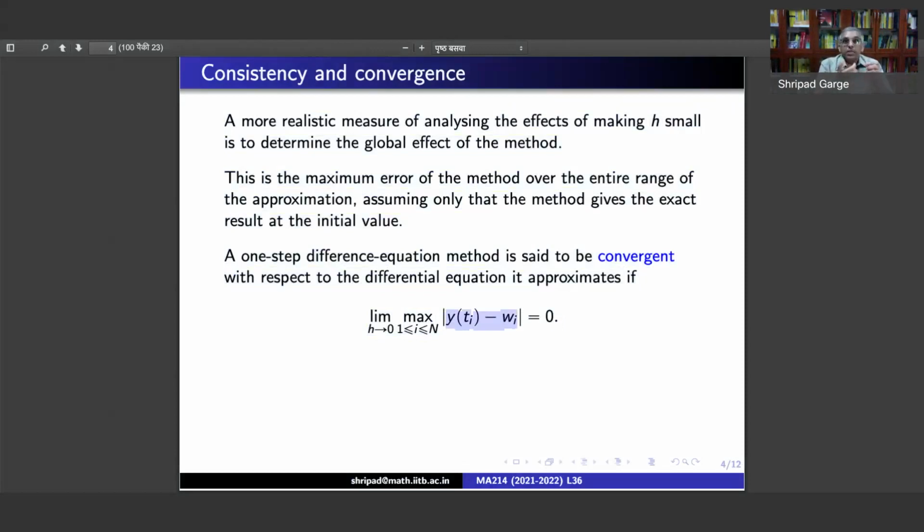So consistency is a local measure. You will perhaps have a consistent method which may not always be convergent, but convergence will imply consistency, because convergence means that the global error goes to 0. Then the local error should go to 0. Local error is part of the global error. So what we are looking at is that the global error should go to 0.